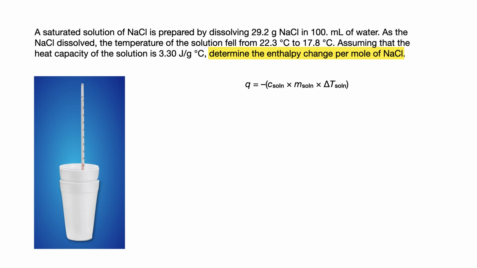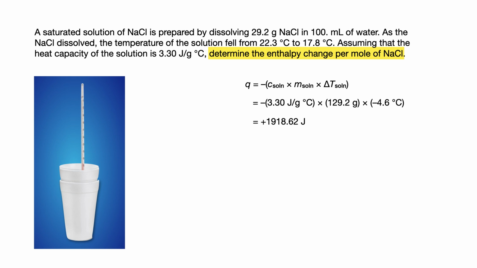And the negative sign here reflects the fact that the heat is flowing out of the solution. The solution's getting colder, and the heat is flowing into the sodium chloride. So the heat flowing into the NaCl is equal and opposite to the heat that is flowing out of the water. So that's why that minus sign is there. And so if we put in the heat capacity of the solution, which was given in the problem, the total mass of the solution, which is equal to 129.2 grams, and the temperature change, which was negative 4.6 degrees Celsius, we find that the heat here, the heat that's flowing into the NaCl, is a positive quantity.